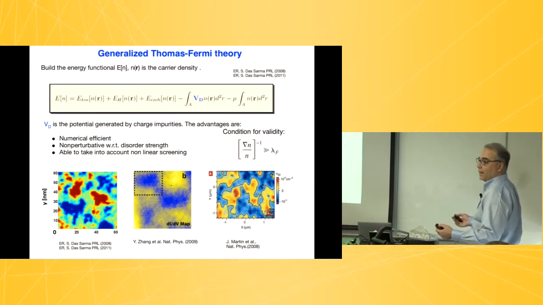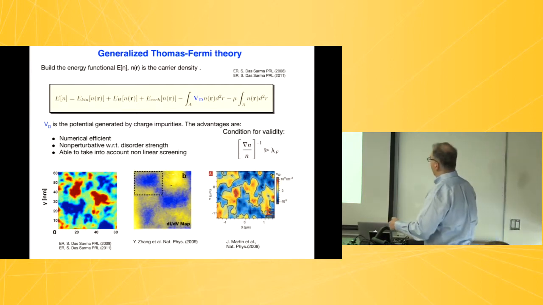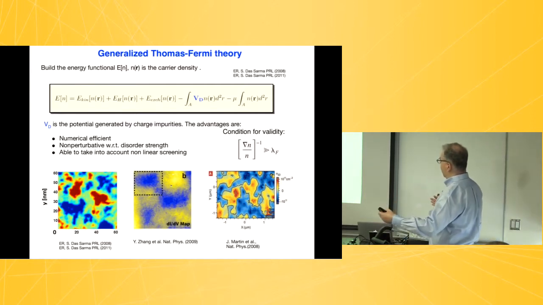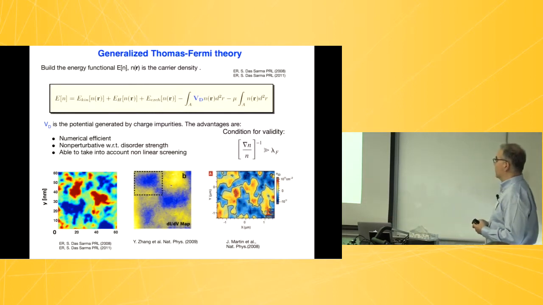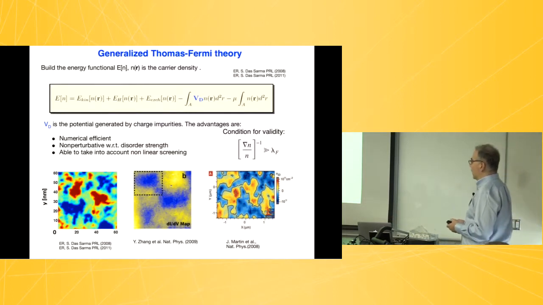So now, fine, you say we have this approach. We can know what the profile for the density is close to the Dirac point. How do you calculate the transport?